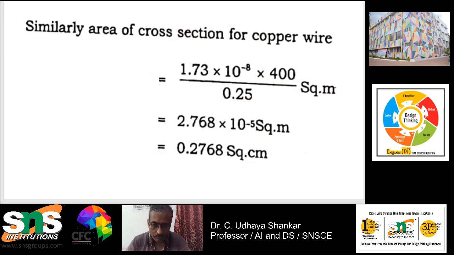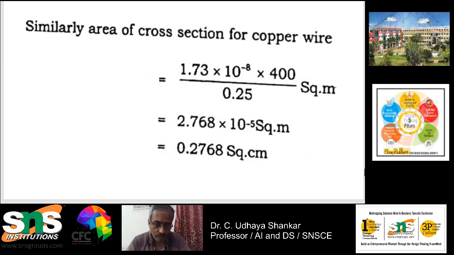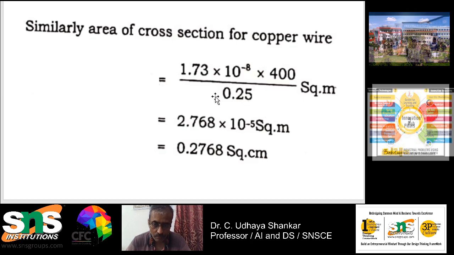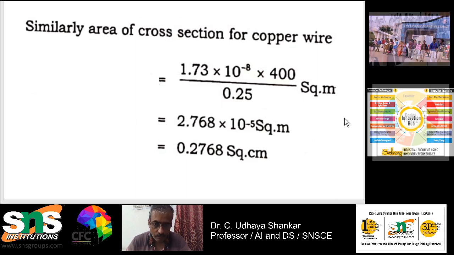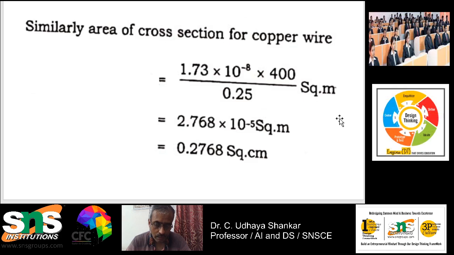From this you can understand that if the resistance value is given and the resistivity is given, you can find the value of the area of cross section of the given wire. This is the formula, and directly we have found the answer.